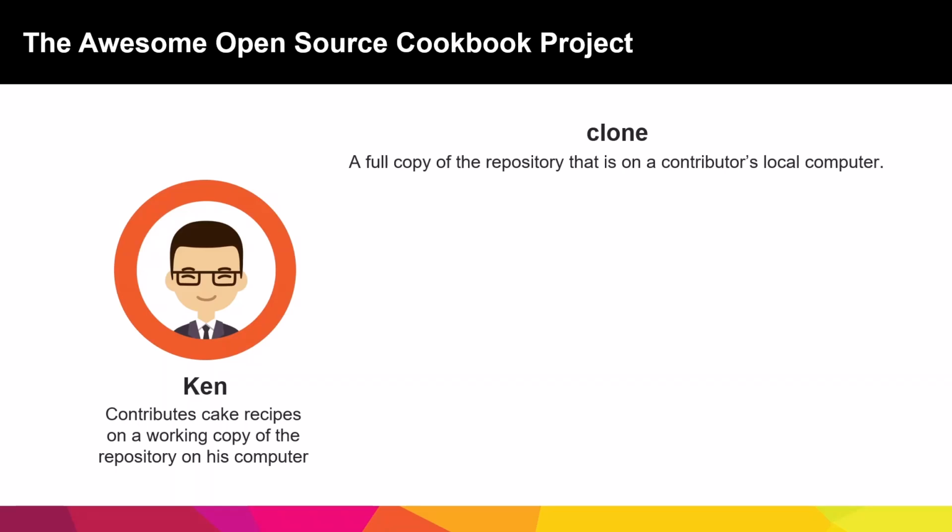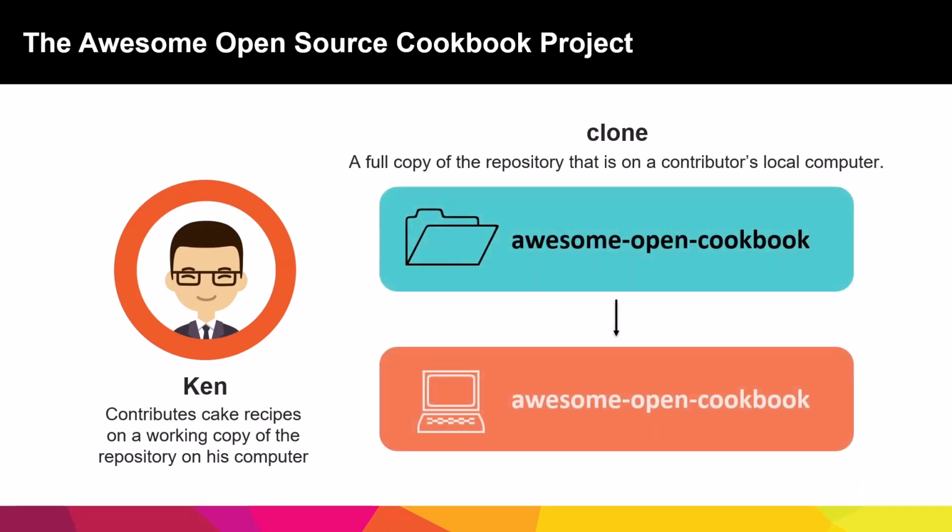All right, so let's say we have Ken, who is interested in contributing some cake recipes to the awesome open source cookbook. In order to start contributing, he needs to make a clone of the project, which is a full copy of the repository that is on a contributor's local computer. So to get started, he's going to take that open source cookbook and clone it to his local machine, which will be his working copy of the repository, and which is where he'll do his work and make all of his contributions.